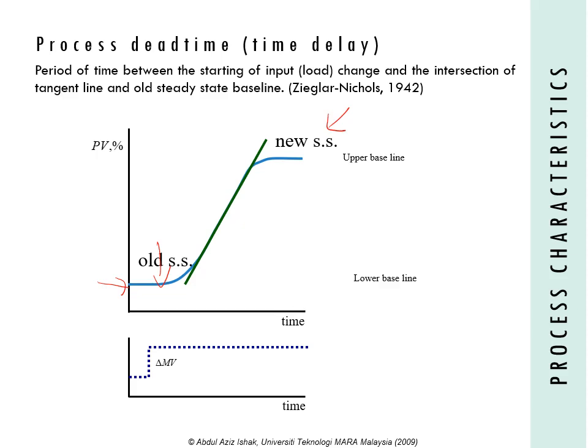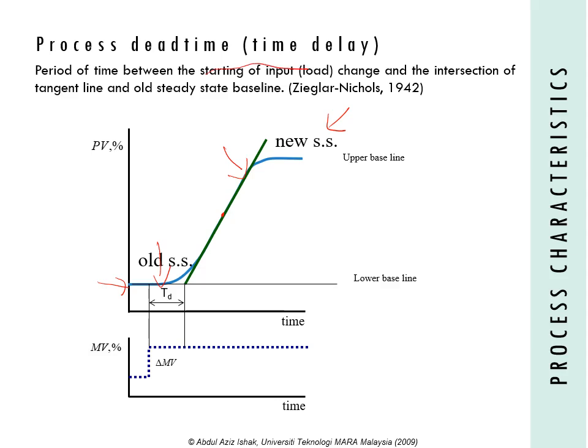achieve the set point. So what you need to do is draw a lower baseline at the old steady state value, and then also draw the tangent line. So this is the tangent line. You need to find the maximum point of the process response curve, and then draw a tangent line along the process response curve.